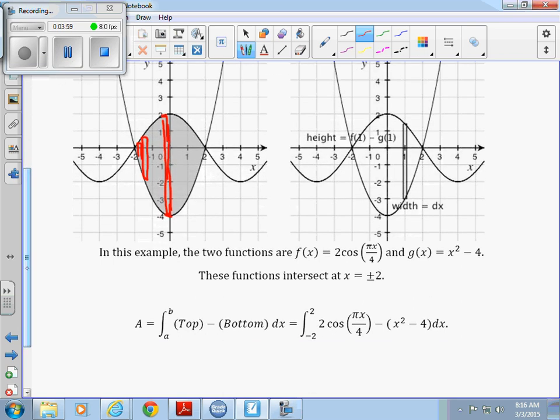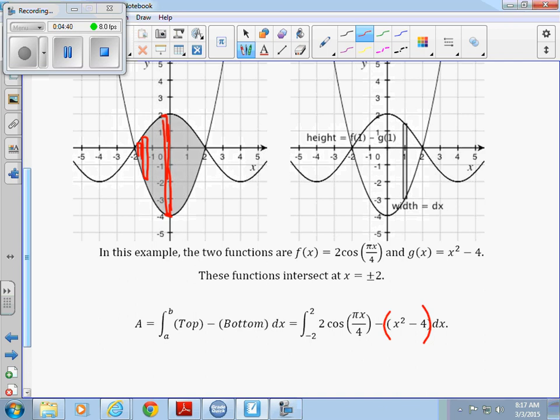So this example is f of x is 2 cosine of pi x over 4, and g of x is x squared minus 4. As Trent pointed out, the intersections fall at x equals negative 2 and x equals positive 2. So this area would be represented by the integral from negative 2 to 2 of 2 cosine of pi x over 4 minus (x squared minus 4). One thing students forget a lot: make sure that is in parentheses. You need to subtract the whole x squared minus 4. So that integral would give you the area between those two curves.